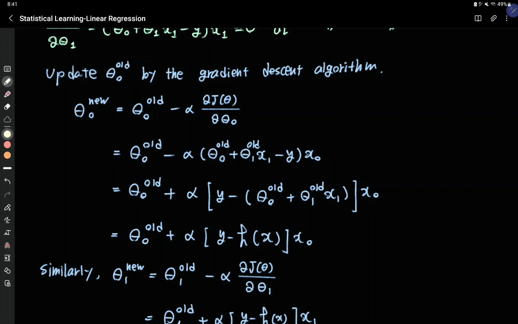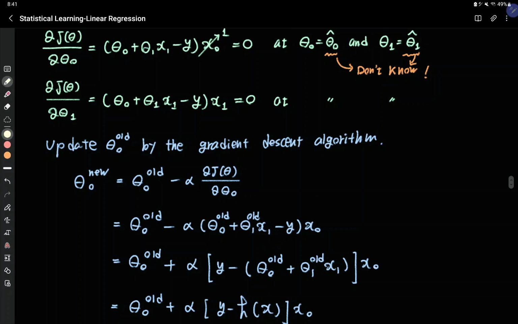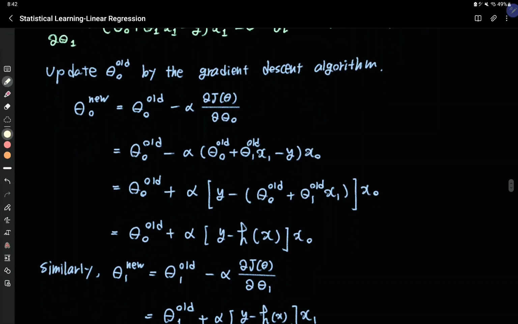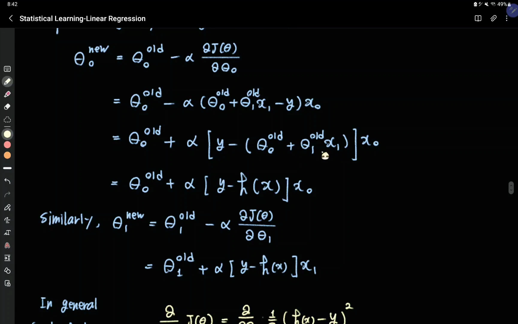Okay, so now we figured out what it is. This is this one, right? See that right there? Okay, we'll just copy this one right here. Now rearrange this one like this. I just take the negative sign out of the parenthesis, and then we get a positive sign right here. And actually this is the hypothesis h of x.